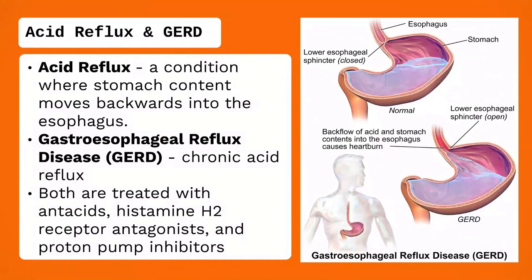We're going to discuss acid reflux and GERD. We already did a little bit when we were talking about sphincters. So acid reflux is a condition where stomach content moves backwards into the esophagus, like I said. Gastroesophageal reflux disease, or GERD, is chronic acid reflux. So both are treated with antacids, histamine H2 receptor antagonists, or antihistamines, and proton pump inhibitors, or PPIs.